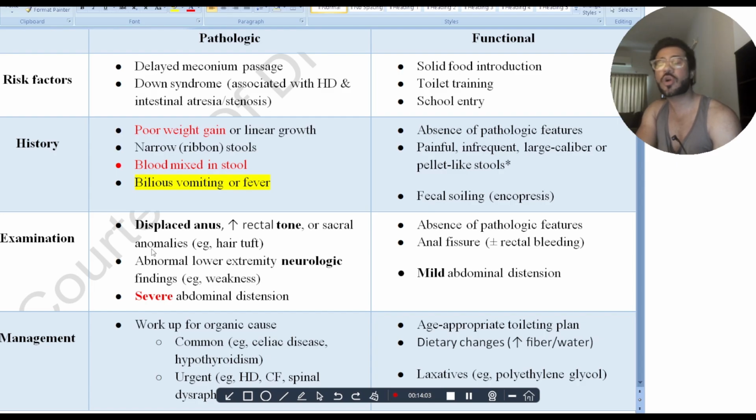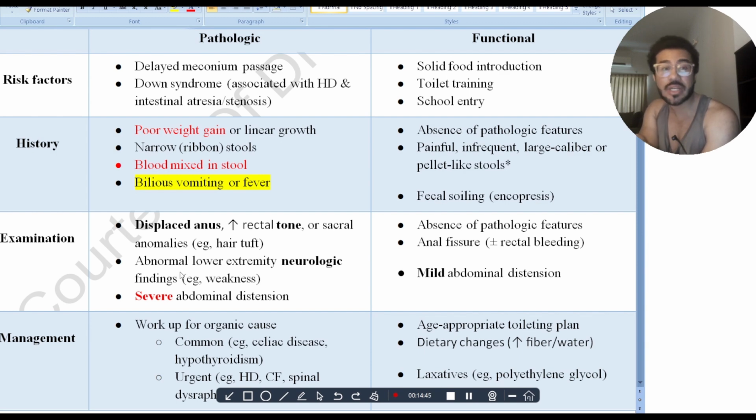Or sacral anomalies. What do sacral anomalies indicate? Sacral anomalies, for example a hair tuft seen in spina bifida, may be an indication of improper neurological development in the lower spinal cord, and this is the part of the spinal cord that innervates the GI system. Then there are abnormal lower extremity neurological findings. For example, if a child has weakness in the lower extremities, you can safely assume that the child has problems in the lower spinal cord region, and those problems may also be affecting the lower gastrointestinal tract, leading to pathological constipation.